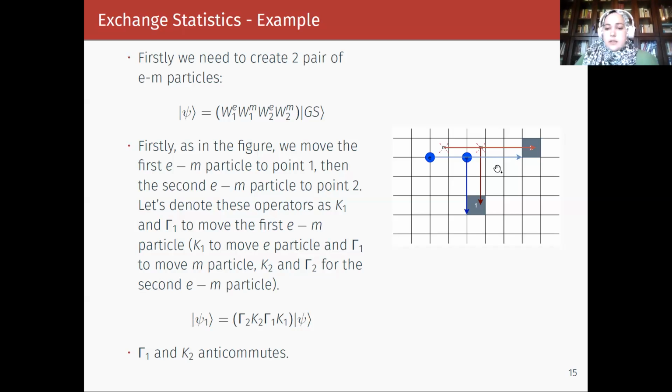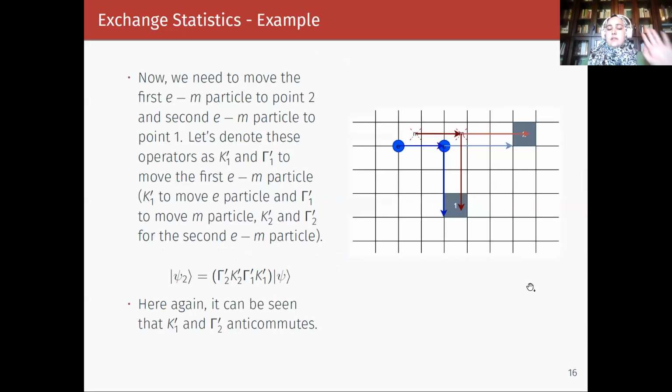Here, let's look at the anti-commutation relation. As you can see, there is only one edge where 2 different operators intersect. So I can say that these 2 operations will anti-commute. Since we understand the first case, now let's look at the second case. The difference is that this time I will move my first particle not to point 1, but to point 2, and the second particle to point 1.